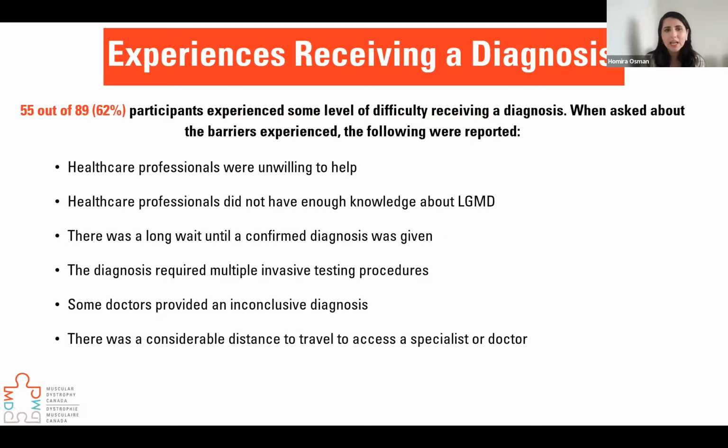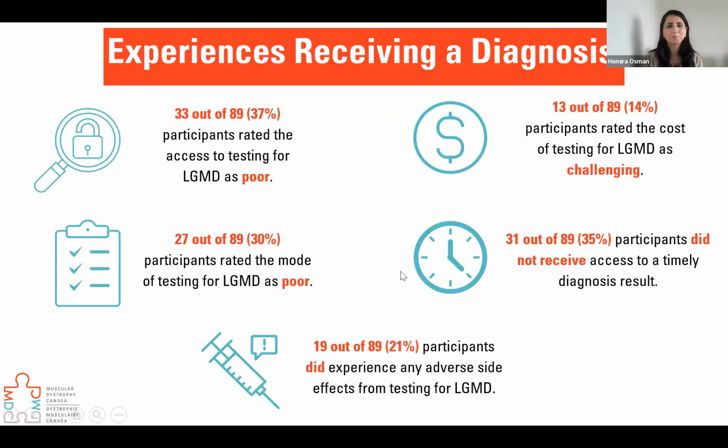With that in mind, however, 62% of participants said, I had a really difficult time getting a diagnosis. And those barriers were that healthcare professionals weren't listening. They weren't willing to help. There was a long wait time to get genetic testing. Sometimes they said that I got genetic testing, but it was inconclusive, or there was a long travel time to get to a specialist to even access genetic testing.